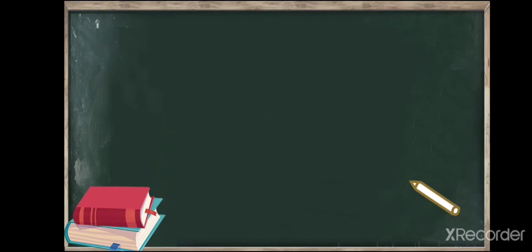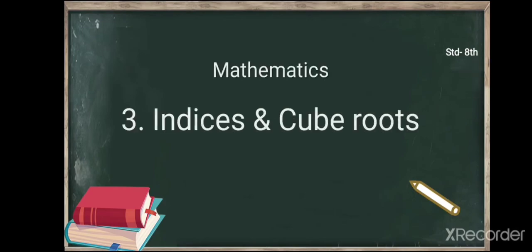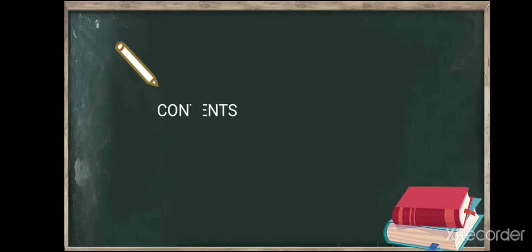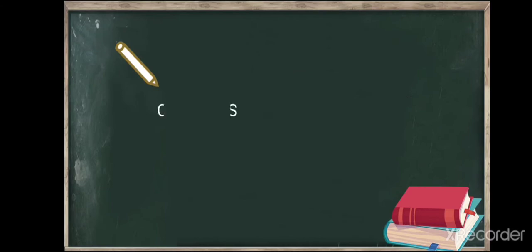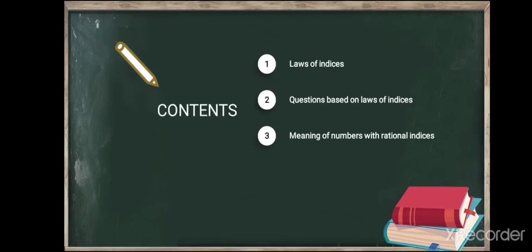In this video we will learn chapter number 3, indices and cube roots from subject mathematics. Let us study first the content. We will learn laws of indices, questions based on laws of indices, meaning of numbers with rational indices. In that, the first part is the index as a rational number of the form 1 upon n.